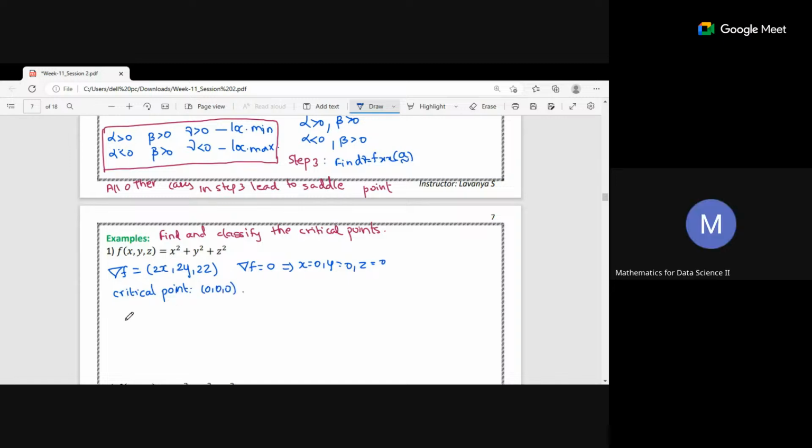Now, what is your Hessian matrix? Let us write the Hessian matrix. What is fxx? 2. Fxy?